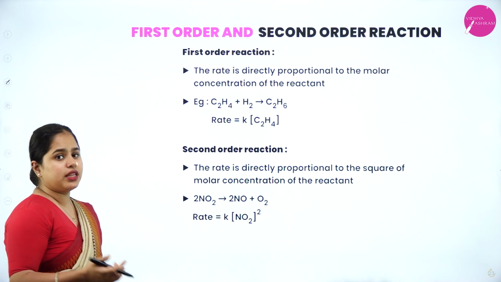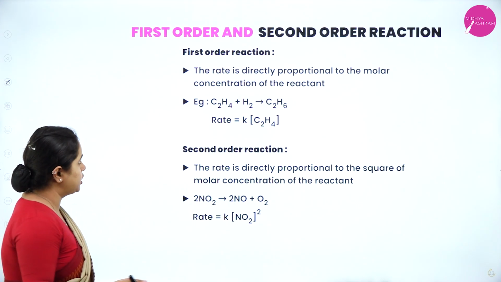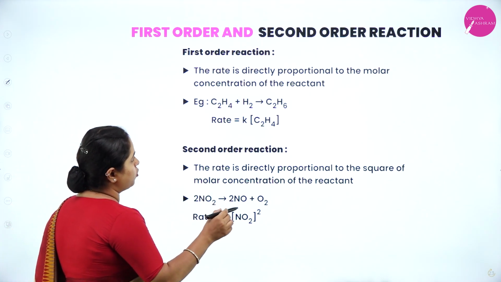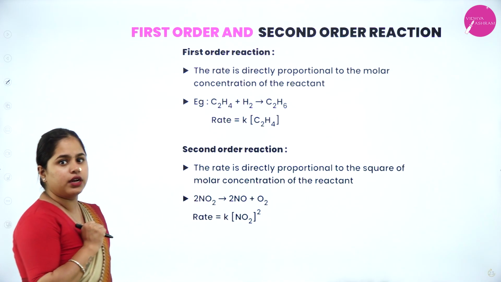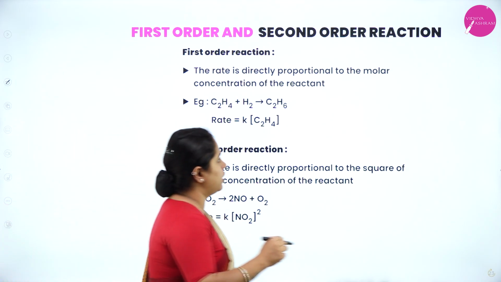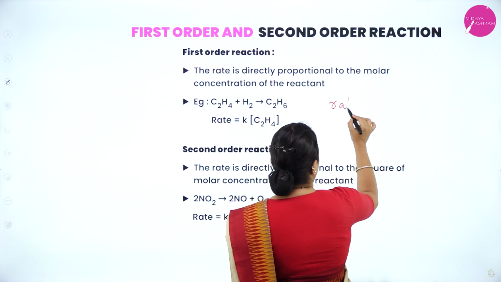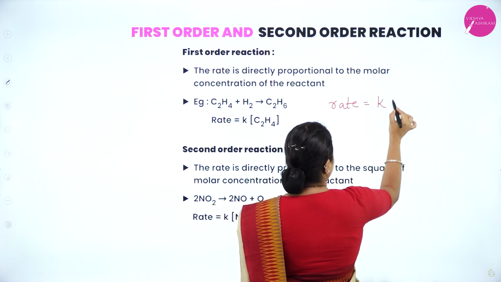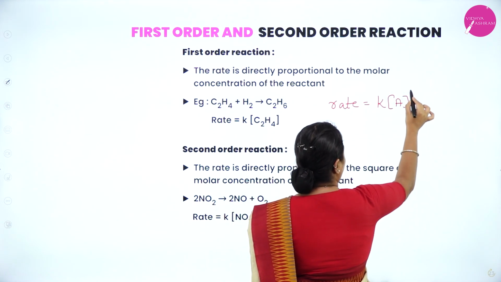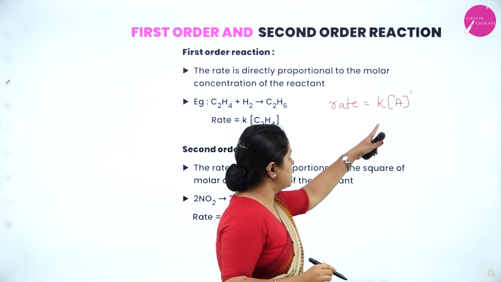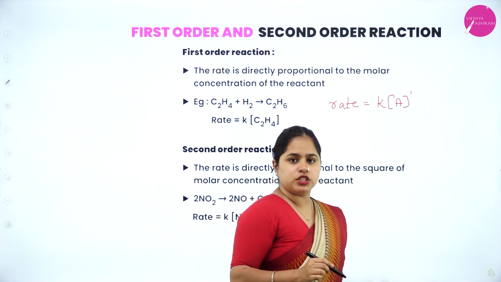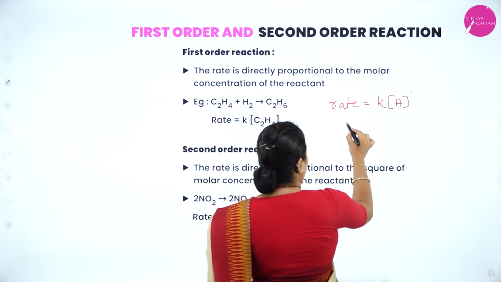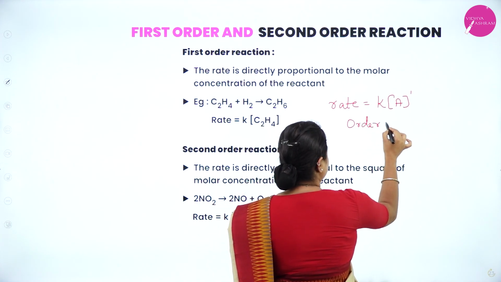Now moving on to the next one, that is first order and second order reaction. The rate is directly proportional to the molar concentration of the reactant. That is called a first order reaction. So what you can write, rate is equal to K into A to the power 1. Right. So in that case, what is the power of the molar concentration term here? It is 1. So what is the order of this reaction? Order of this reaction is 1.